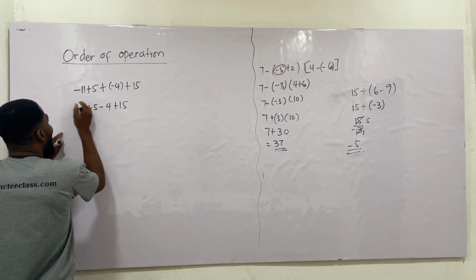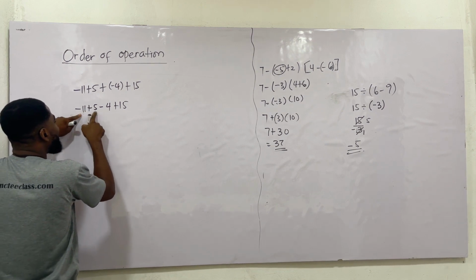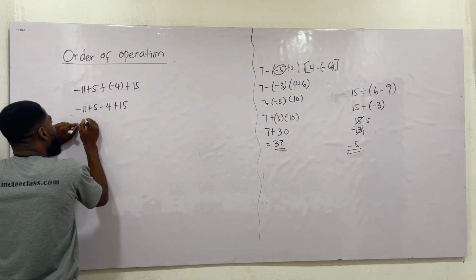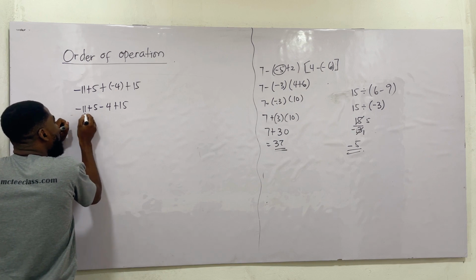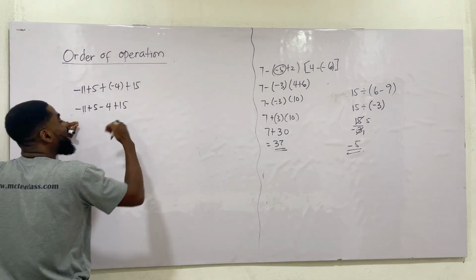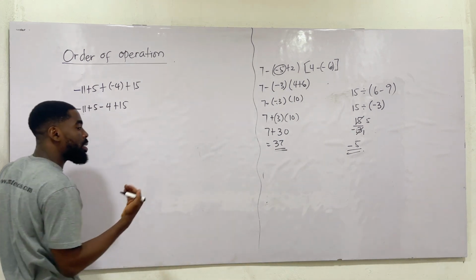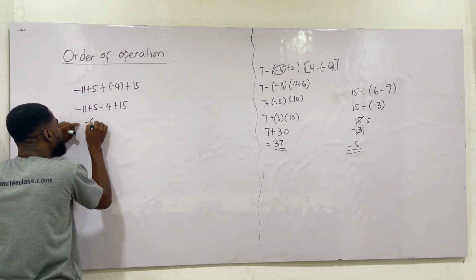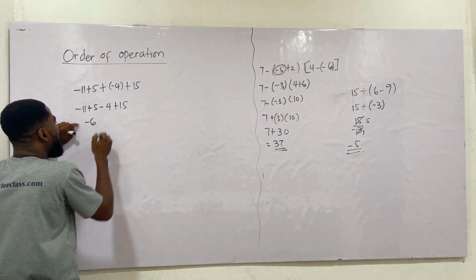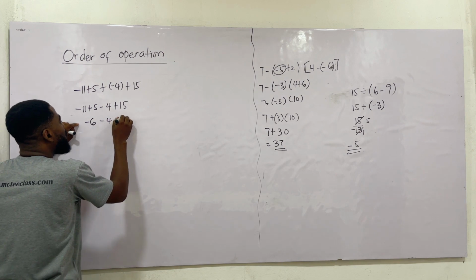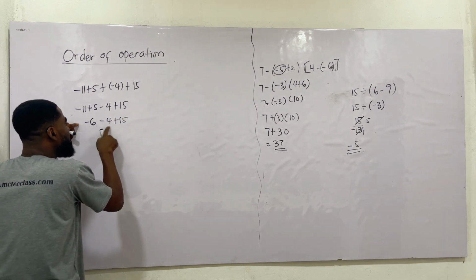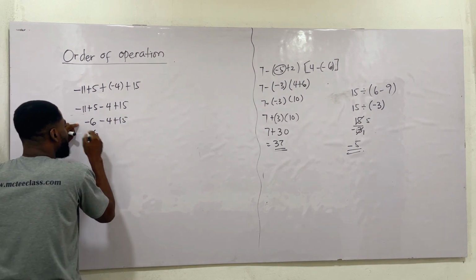Let's add. Here I owe what? I owe 11, but I have what? 5. When I pay, because what I owe is more than what I have, I can't completely pay. So I'll still be left with something to pay, which is negative 6. Then I have minus 4 plus what? 15. Still do the what? The addition. So this will give me negative 6.